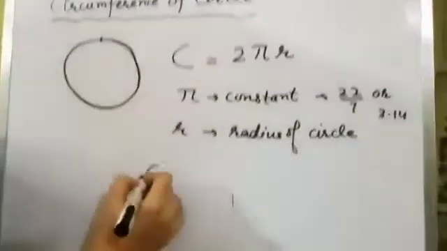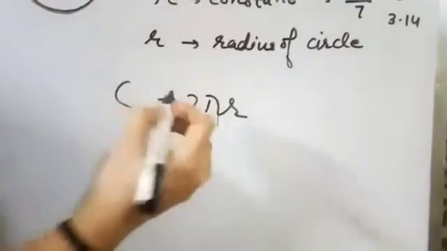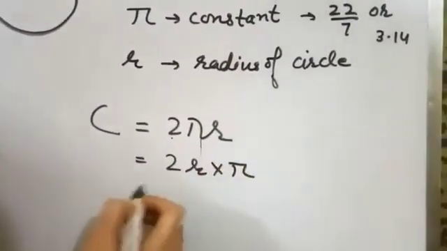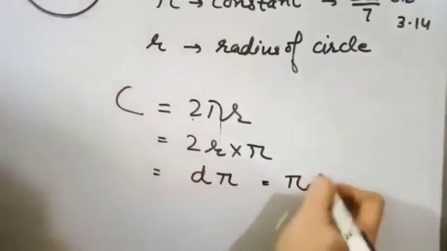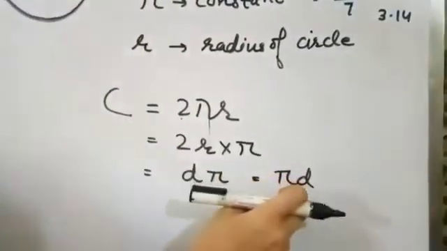Now the formula is C, circumference, equals 2πr. In terms of diameter, it is 2r times π, and 2r is what? Twice the radius is the diameter. So the formula is πd. If the diameter is given, we can directly find the circumference by πd.